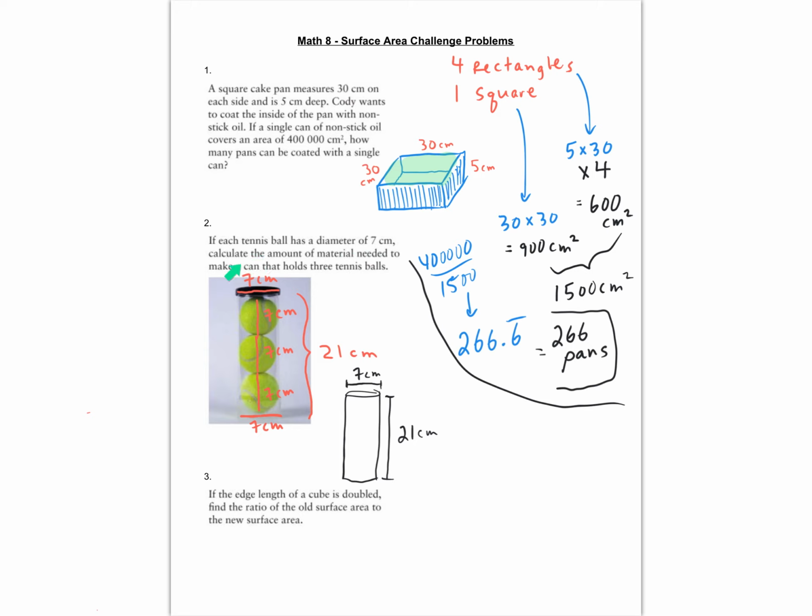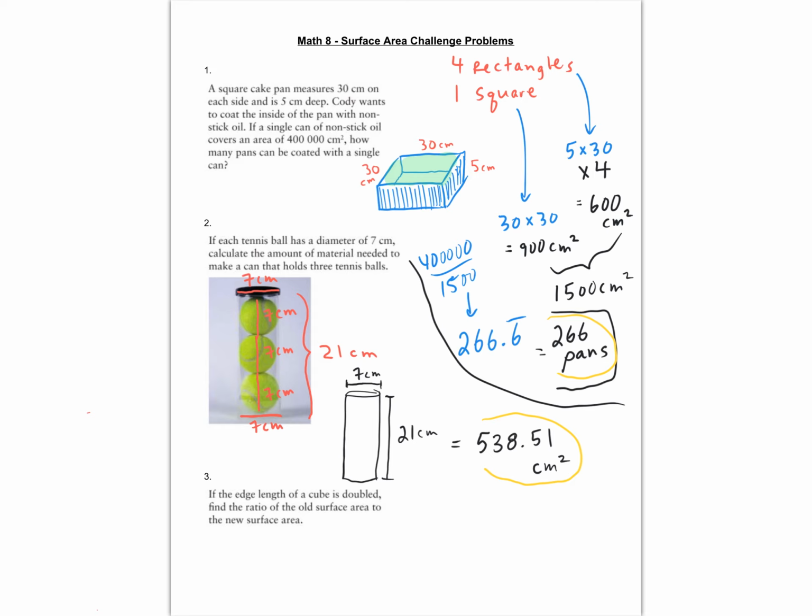So the amount of material needed to make it will be the surface area of this cylinder here. And the answer is 538.51, and we're talking centimeters squared, okay? So question 1, the answer was 266 pans. Question 2, the answer is 538.51 centimeters squared.